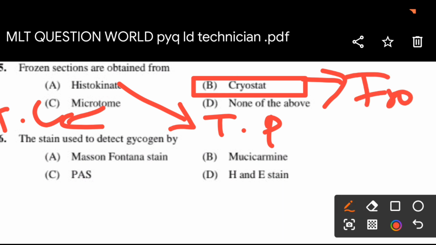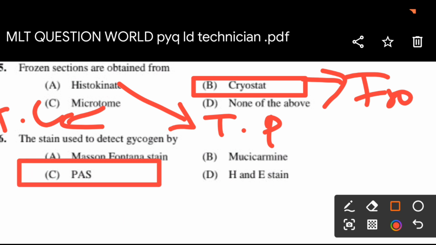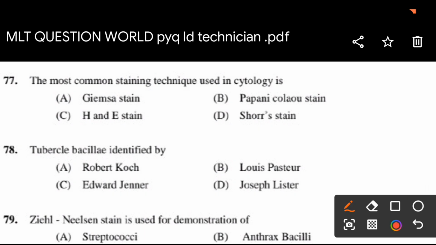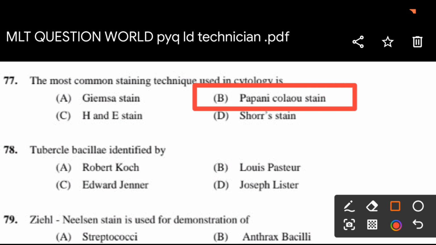Then, the stain used to detect glycogen: Masson-Fontana stain, Mucicarmine stain, PAS, H&E stain. Glycogen is stained using periodic acid Schiff stain, PAS. Question number 77. The most common staining technique used in cytology is Giemsa stain, Papanicolaou stain, H&E stain, Shorr stain. The common staining technique used in cytology is Papanicolaou staining.